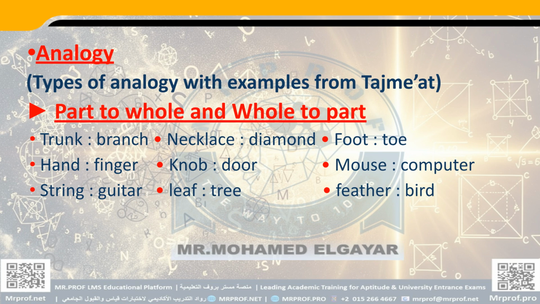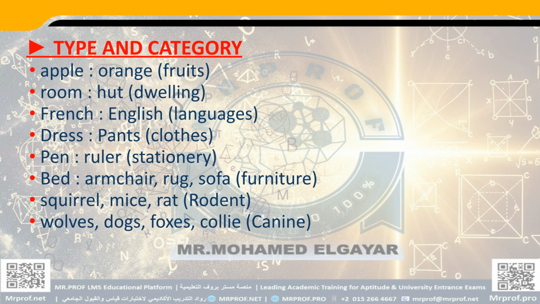Let's look at types of analogies, starting with part to whole and whole to part relationships. Examples include trunk to branch, foot to toe, and mouse to computer. Another type is type and category. Examples show items that belong to the same category, such as apple and orange being fruits, or bed, armchair, rug, and sofa being furniture. Other examples include different categories of animals and languages.